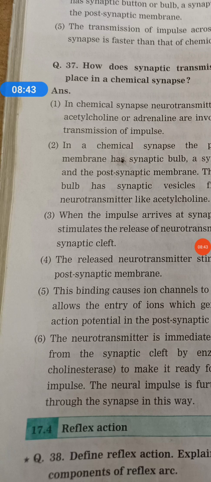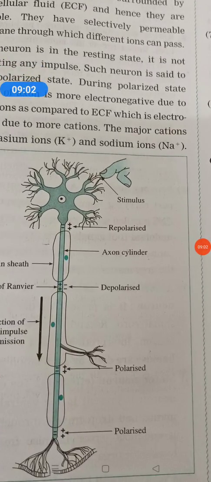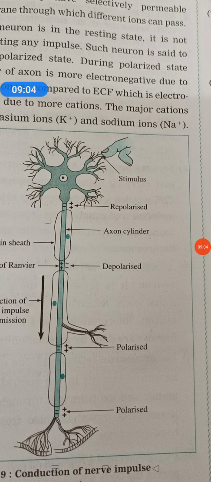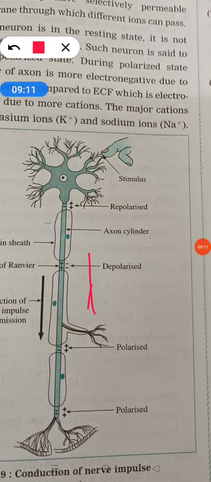A nerve impulse is carried through the nerve cell, called a neuron, and neurons are surrounded by extracellular fluid. When a stimulus is applied, it is received by the neuron and changes its state, because the neuron is covered by a membrane called the neurolemma, which is a selectively permeable membrane. Initially there is the polarization state, then depolarization, and the third is repolarization.